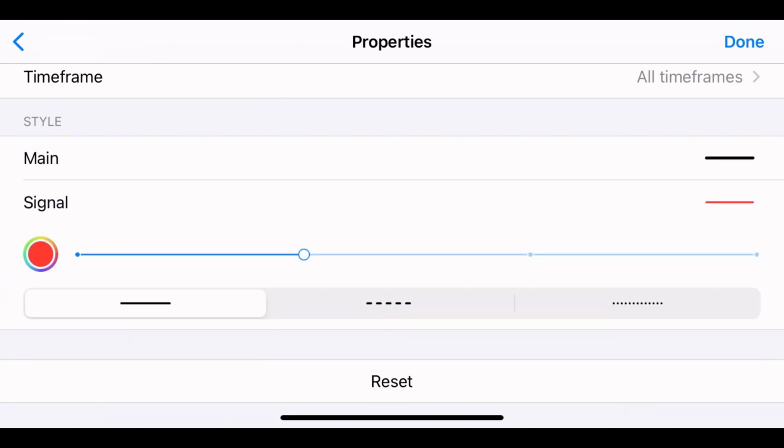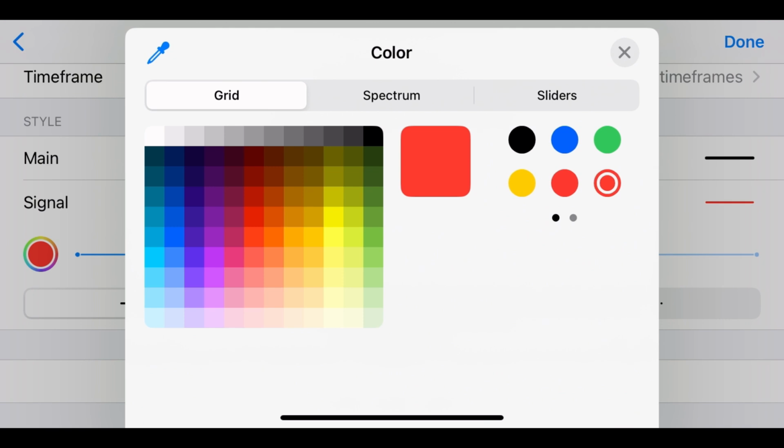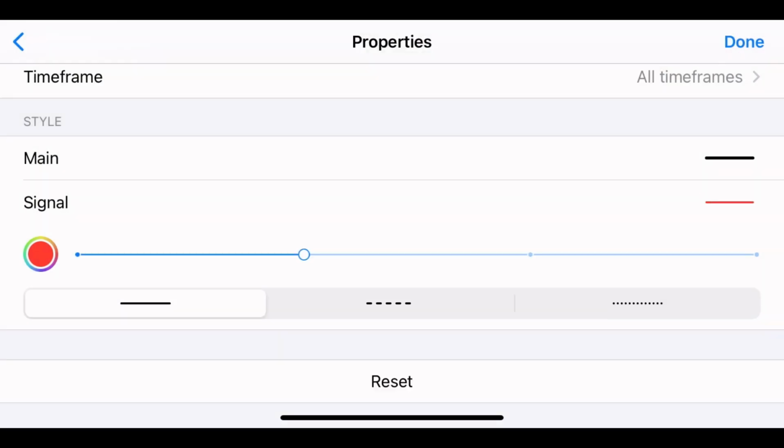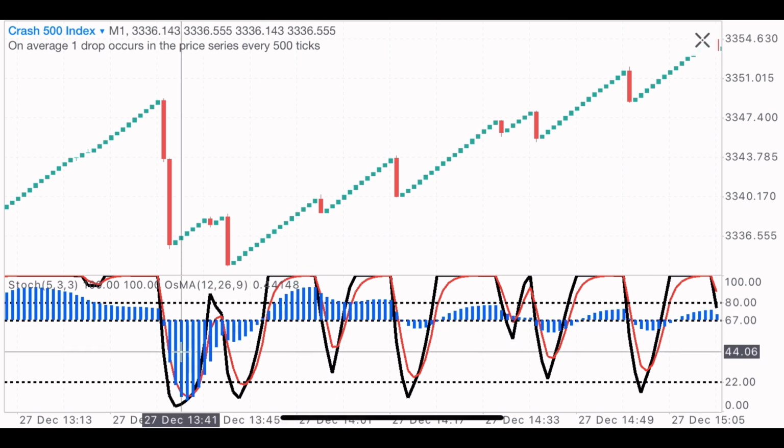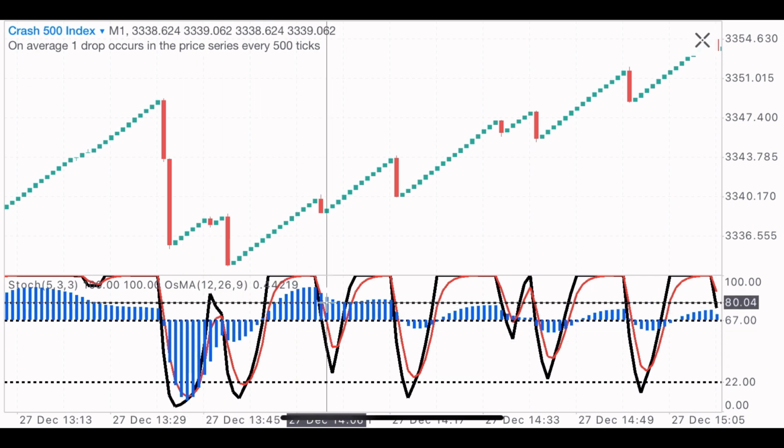Then the signal is going to be on 2 pixel, the color is going to be on red, and the line right here is going to be on the first one as well. Then you click on done. Okay, now we can clearly see the level of 67 which I talked about, that is going to separate the two lines, which is the upward trends of the moving average of oscillator and the downward trends of the moving average of oscillator, and we're using level 4.